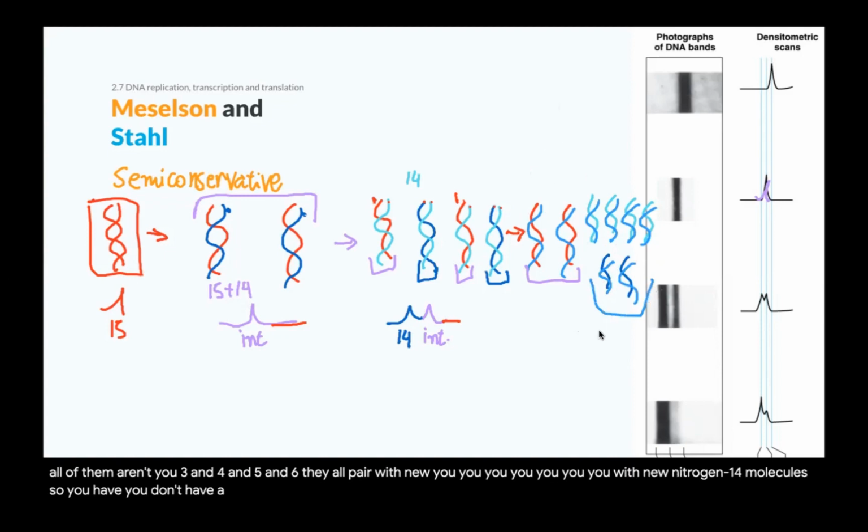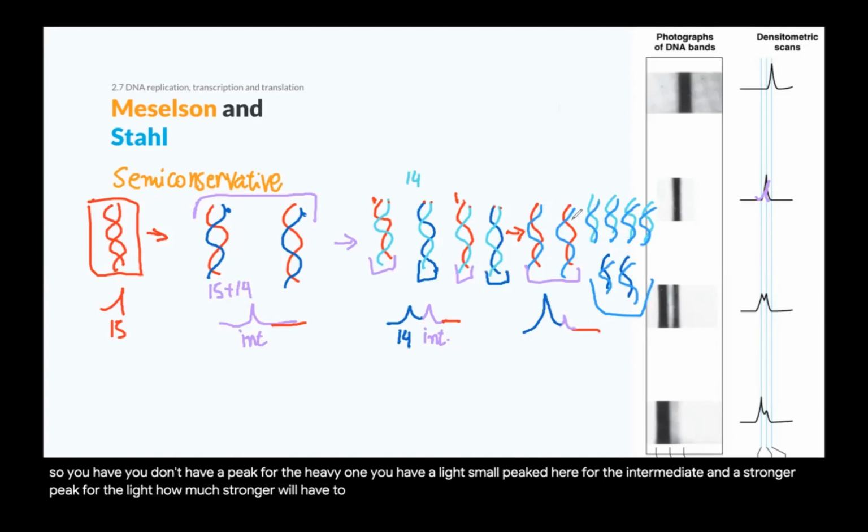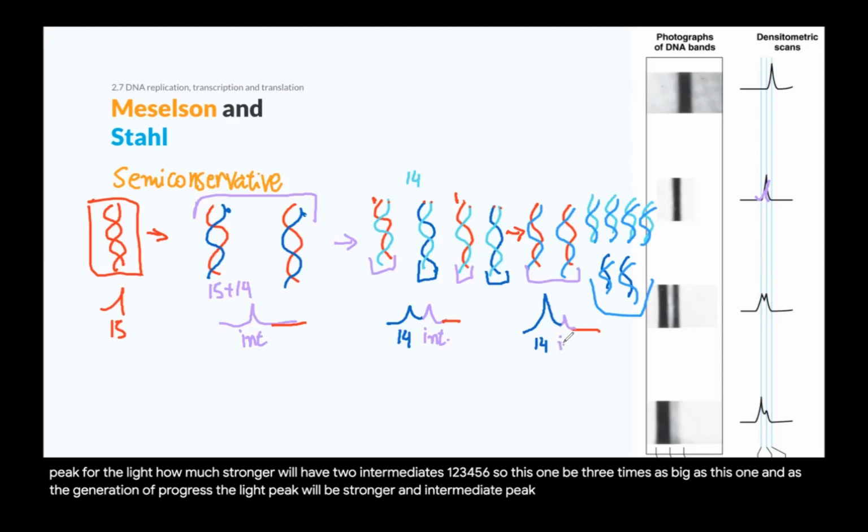So you don't have a peak for the heavy one. You have a small peak here for the intermediate and a stronger peak for the light. How much stronger? We have 2 intermediates and 1, 2, 3, 4, 5, 6 light. So this one will be 3 times as big as this one. And as the generations progress, the light peak will be stronger and the intermediate peak will be smaller, and you'll never have the heavy peak again.